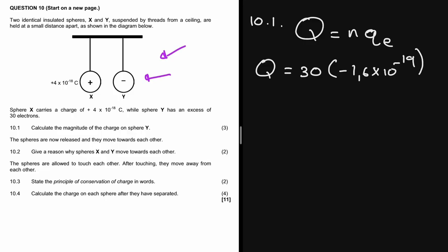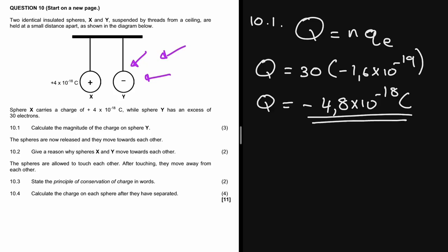Now you don't have to put this negative sign here, because in the question they have already told you that the charge of Y is a negative charge. So you just have to put in your calculator the number of electrons multiplied by 1.6 times 10 to the power of negative 19. And therefore, you already know that the charge will be negative, which is negative 4.8 times 10 to the power of negative 18 coulombs. So that is how you determine a charge if you have a number of electrons. You just substitute it into the equation, and remember this is a constant.